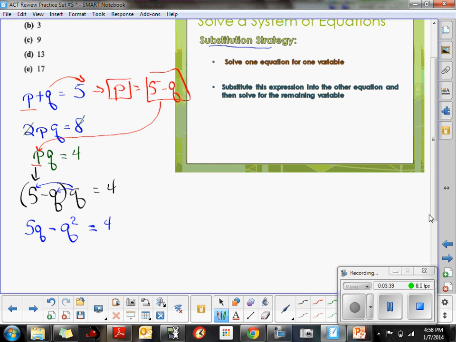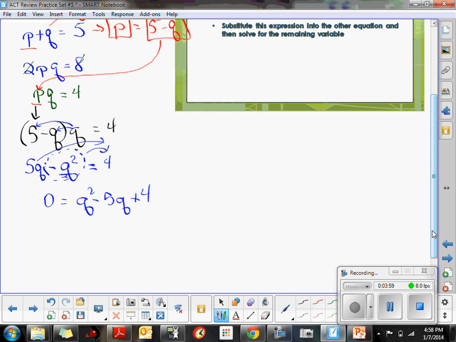Which means if I'm going to solve this, since it's a quadratic, I want to get one side equal to 0, and I'd rather get the left side equal to 0 and make my quadratic term positive. So I'm going to add the q squared, I'm going to subtract the 5q, and plus 4. Now I have a quadratic equation, which we have gone over in this same practice set. How to solve? We can use quadratic formula, we can factor. This problem is relatively simple to factor.